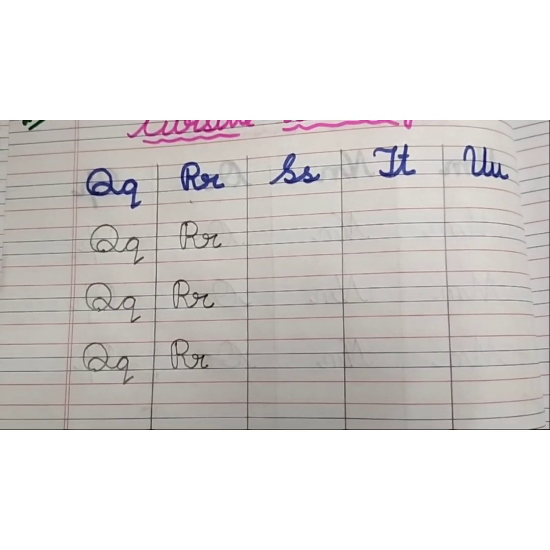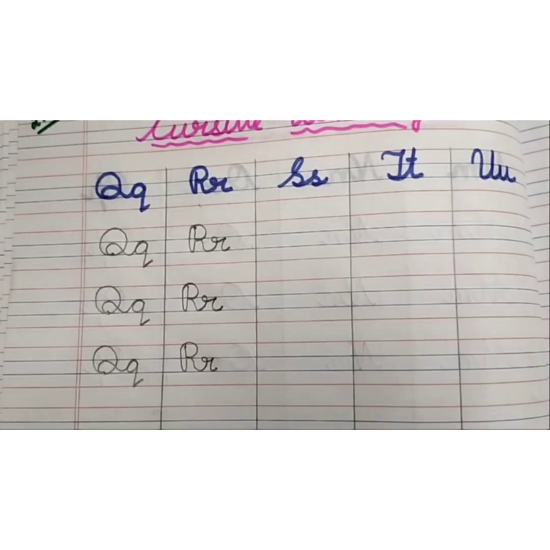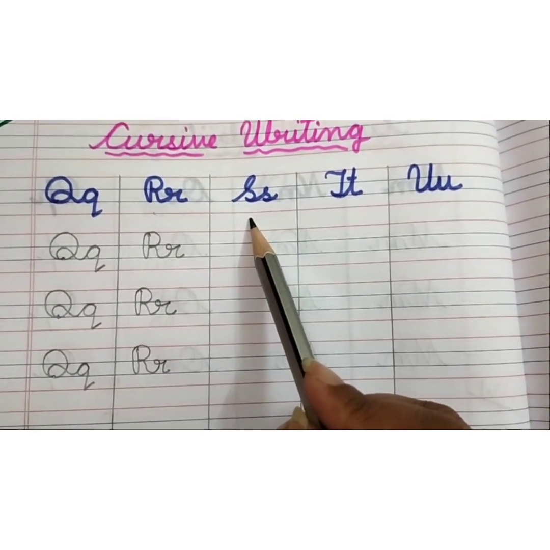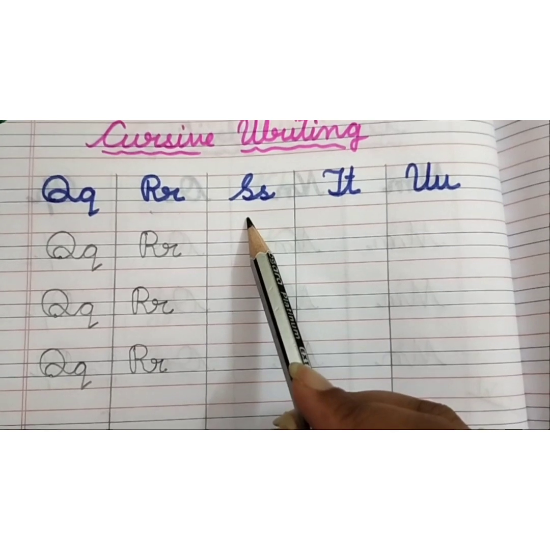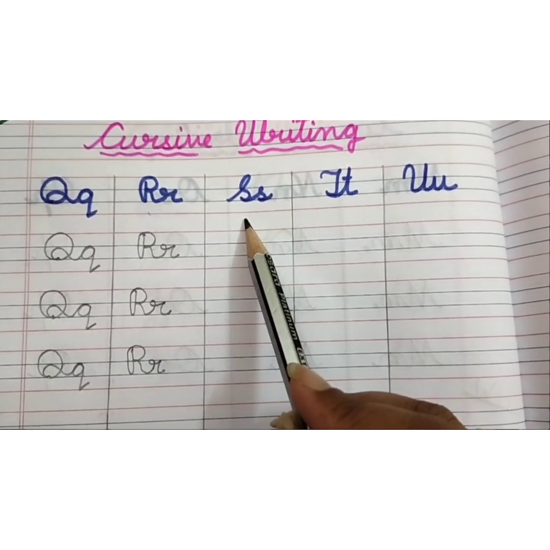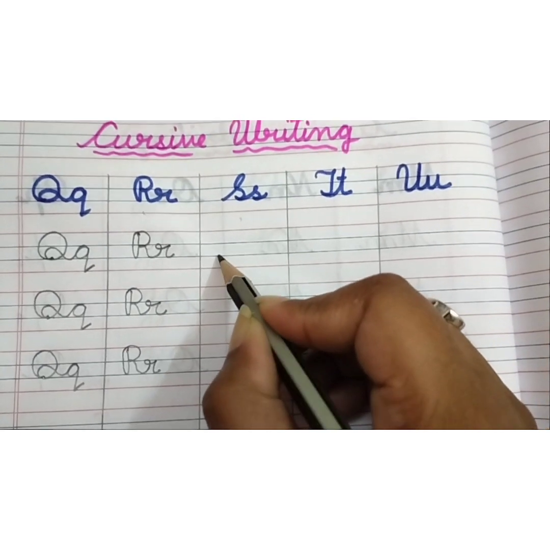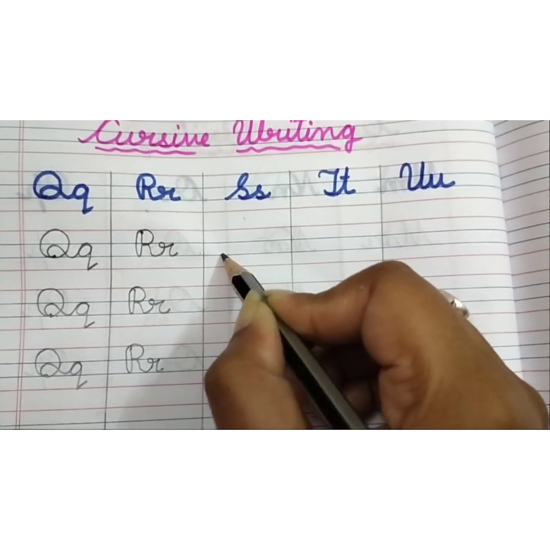Good. Okay. Now we are going to learn how to write this alphabet. Tell me children, which alphabet is this? It's S, right? Now I will show you how to write S. So this is our starting point.